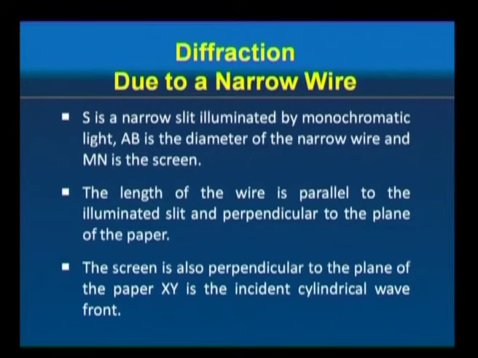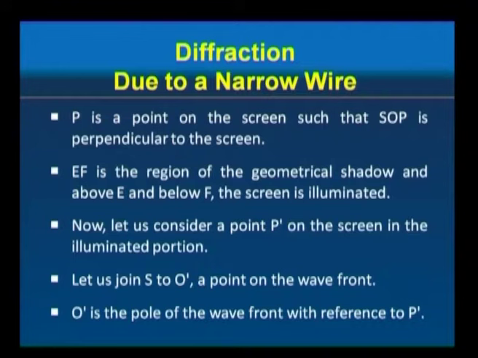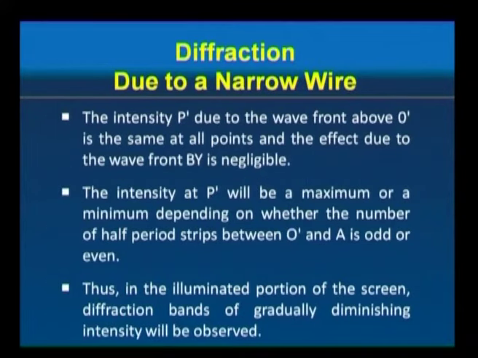XY is the incident cylindrical wavefront. P is a point on the screen such that SOP is perpendicular to the screen. EF is the region of the geometrical shadow. Now let us consider a point P prime on the screen. Then you have O prime as the pole. The intensity at P prime due to the wavefront above O prime is the same at all points, and the effect due to the rest of the wavefront will be negligible. The intensity at P prime will be a maximum or a minimum depending upon whether the number of half-period strips between O prime and A is odd or even.